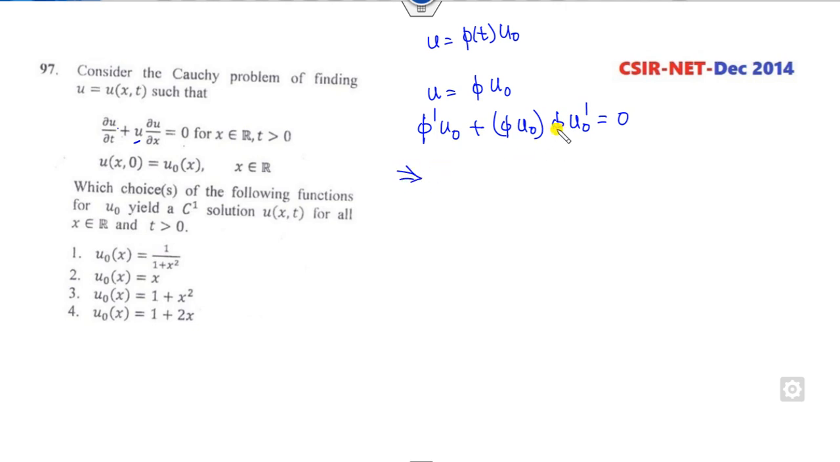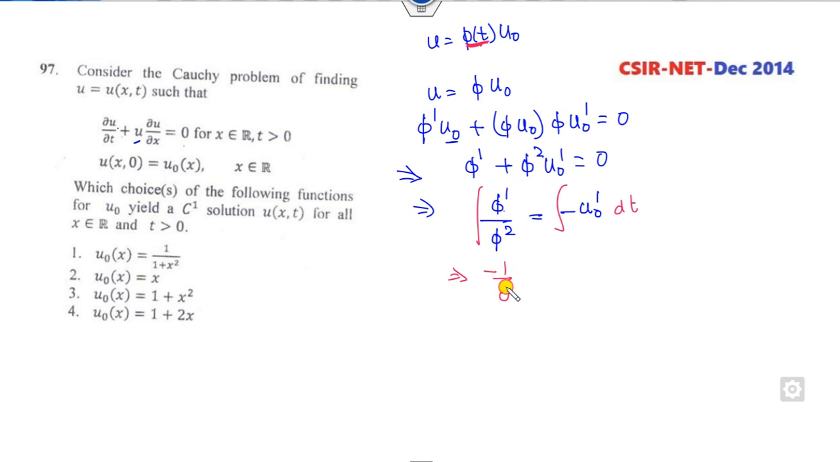So what is the meaning of that? Phi square u dash, u0 will be cancelled out. So phi dash plus phi square u0 dash is 0. So phi dash over phi square is minus u0 dash. Now I can integrate this with respect to t, because phi is a function of t. So it is minus 1 over phi, it is minus u0 dash times t. Or you can take a constant, that's no problem.